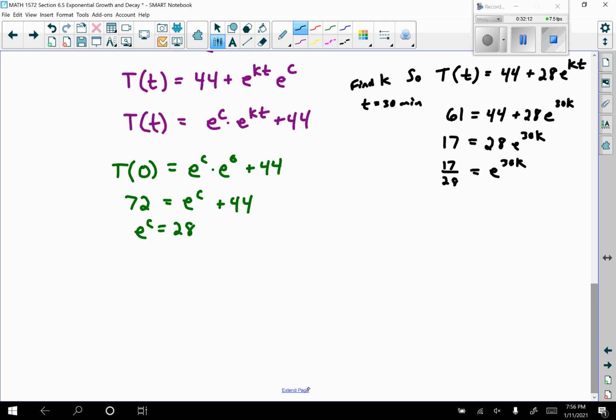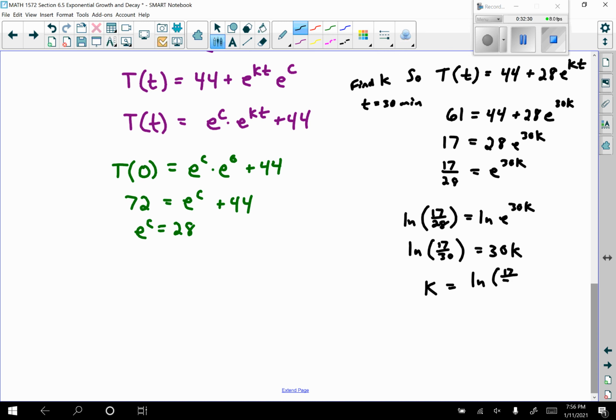What are we going to do next? Take the natural log of both sides. So the natural log of 17/28 is going to equal the natural log of e to the 30K, which just becomes 30K on this side. So K is going to equal the natural log of 17/28 over 30.